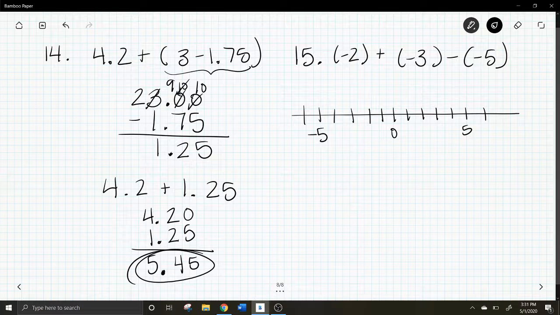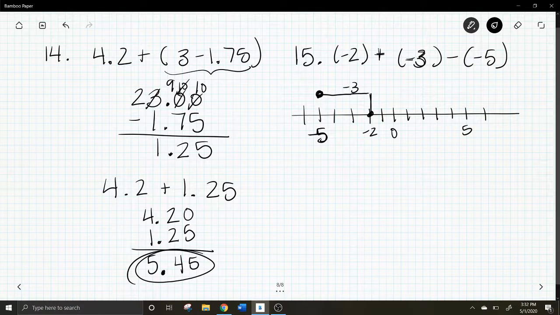So we're starting at -2 on our number line, and we're adding a -3. When you're adding a -3, remember that really means that you're going to be going backwards. So we're going to be going backwards 3 spaces, 1, 2, 3. So right now we're at -5. Okay, so we started at -2, we went backwards 3.